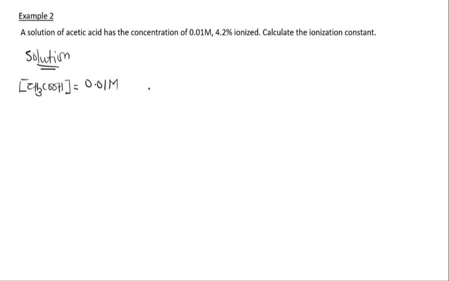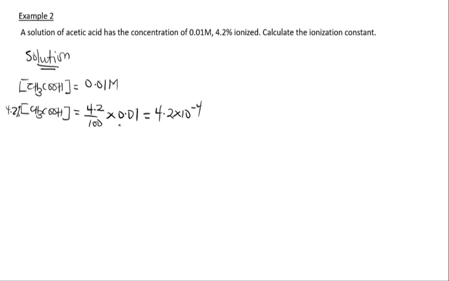Now the question is telling us that 4.2% of it ionized. So this is before the ionization. After the ionization, 4.2% of it ionized. Okay, so 4.2% of the concentration of the acetic acid is equal to 4.2 divided by 100 times 0.01, and this is equal to 4.2 times 10 raised to the power minus 4.